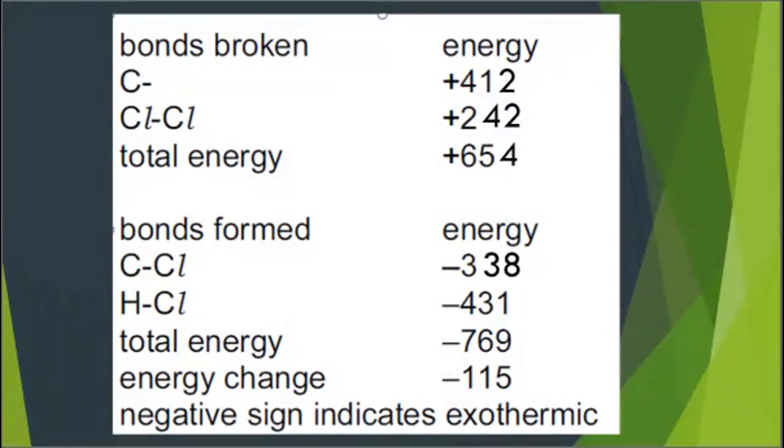All right. So in essence, I'm saying to you that for the bonds broken and the bonds formed, we could add up the total energy required for each. And the difference between both of them, we can calculate, and it will tell us whether the reaction is an endothermic or exothermic reaction.